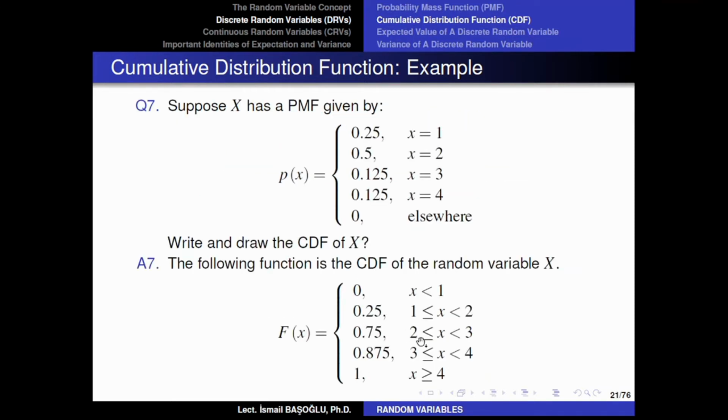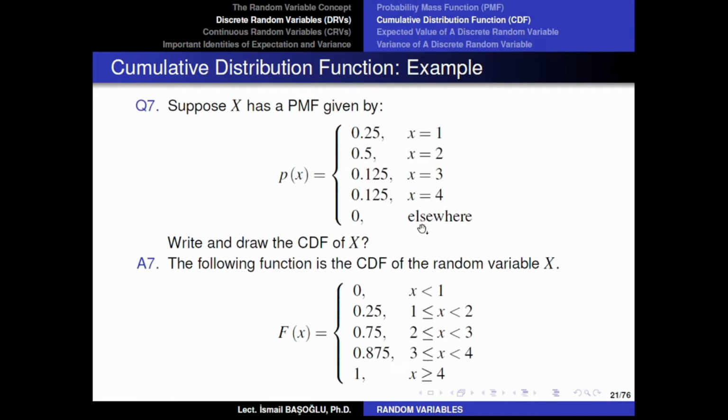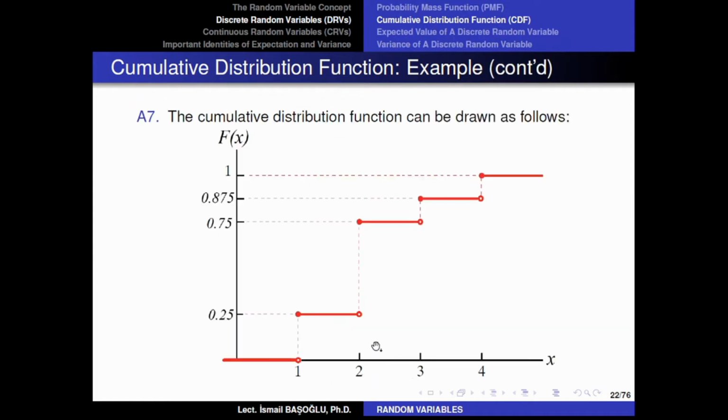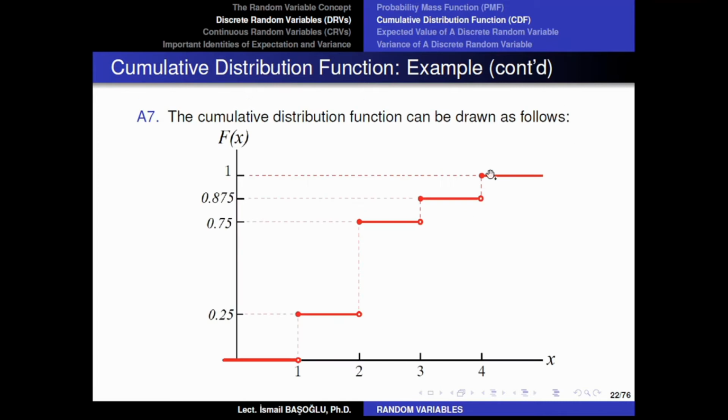So when x is between 2 and 3, 2 is inclusive but 3 is not, in that case, the function gives you a 0.75. When lowercase x is between 3 and 4, 3 is included but 4 is not, the function gives you a 0.875. Finally, when x is greater than or equal to 4, the function gives you a 1 until infinity.